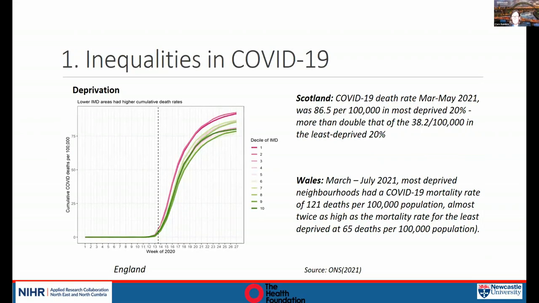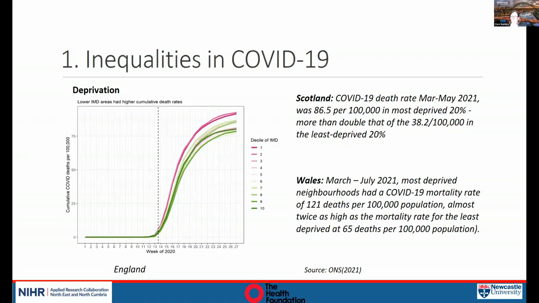So, as we've seen in some of the presentations this morning, we know there's a very strong relationship between area level deprivation and COVID-19 mortality rates. And here, this is a graph just showing the differences by decile of IMD across the first 6 months of the pandemic in England. So this is in wave 1 in 2020. And we can see much higher rates with a much steeper increase in the most deprived neighbourhoods during that period.